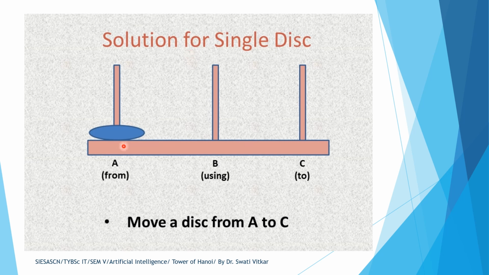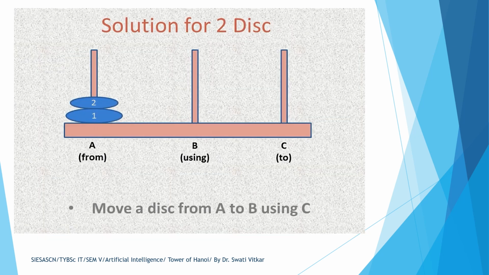If there are two disks given, disk 1 and disk 2, then the first move will be move a disk from tower A to tower B using tower C. So we are moving this disk from source to the intermediate tower using the destination tower. As we are not moving into the destination tower, we are moving into auxiliary tower B, so we have written the statement using C.